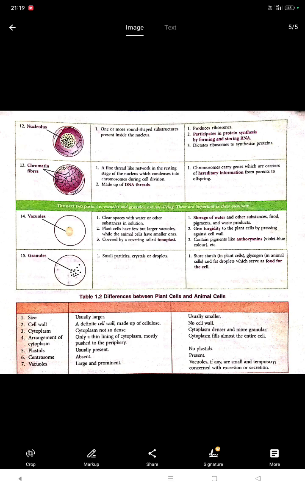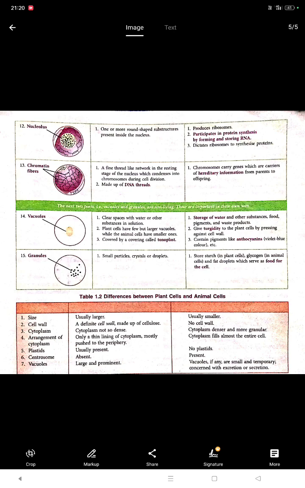Cytoplasm: in plant cells, not so dense. It is present but not so dense. In animal cells, cytoplasm is denser and more granular. Arrangement of cytoplasm: in plant cells, only a thin lining of cytoplasm, pushed to the periphery. In animal cells, the cytoplasm fills almost the entire cell.